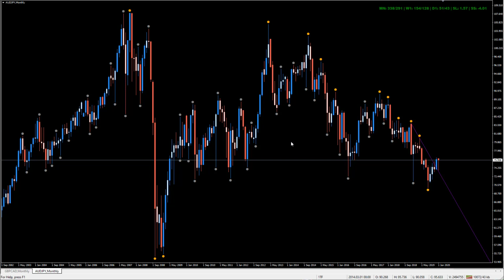Okay, so if you're positioning yourself in line with supply and demand on the monthly chart, even though you're trading the smaller time frames, well, this can really enable you to hold your positions for much longer.